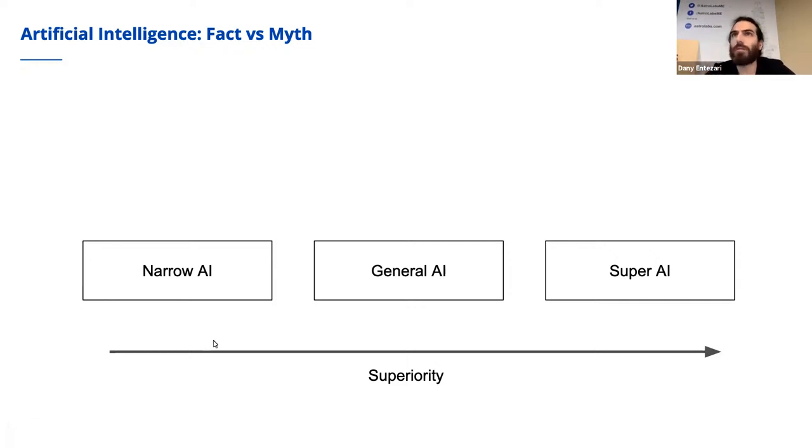Then you have something called general AI. General AI is being able to make inferences about things about which you have no prior knowledge, about something that you've had no exposure to previously.